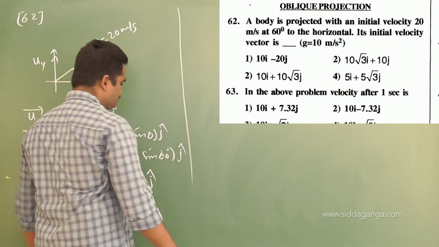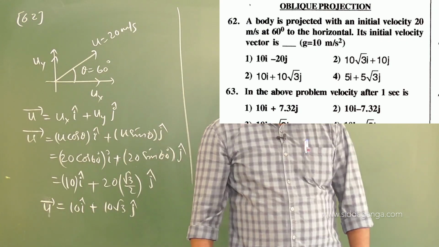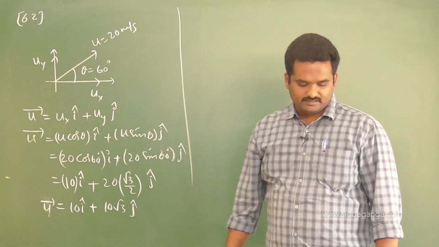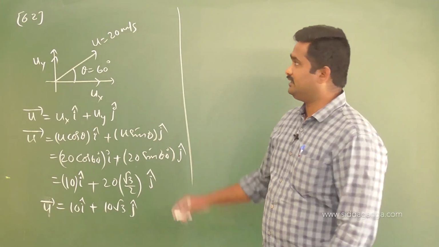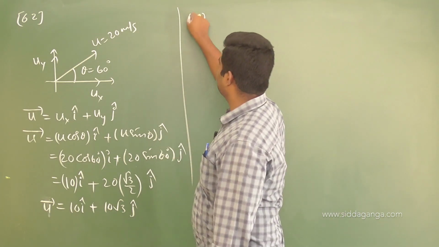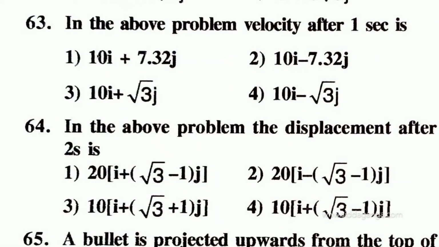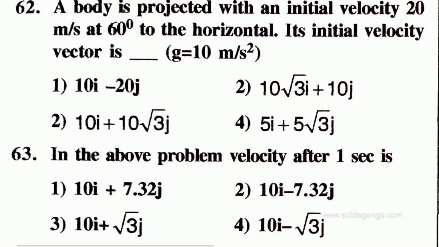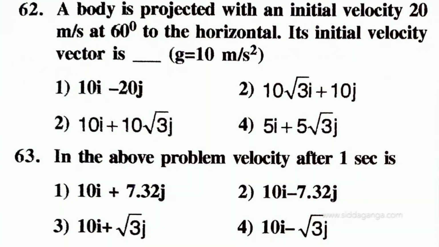I think the next three problems are related to the first one only. We will see the 63rd problem now. What are they asking? In the above problem, velocity after 1 second is. Above problem means the velocity they have given in 62. Initial velocity they have given, angle they have given, and the initial velocity vector we found already. In the above problem, what is the velocity after 1 second?